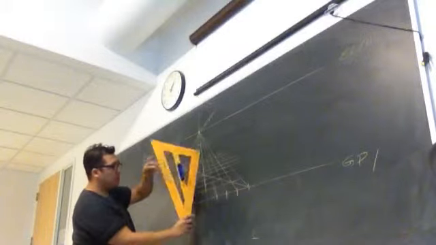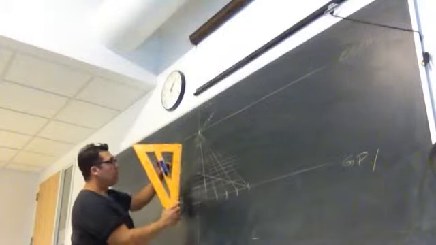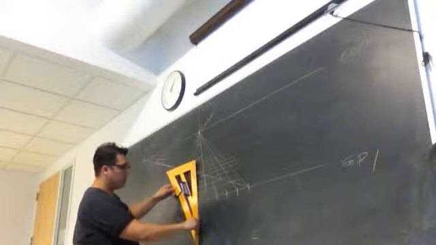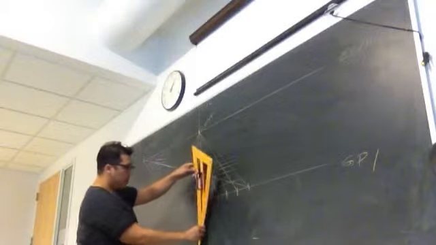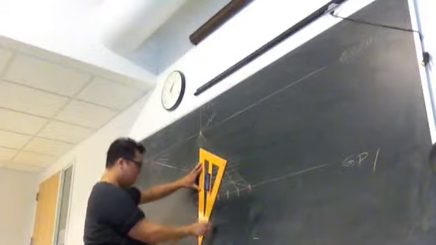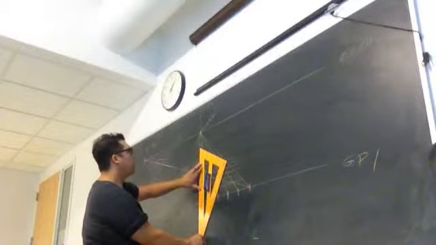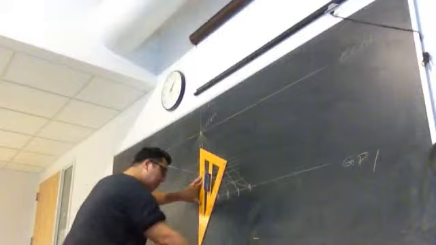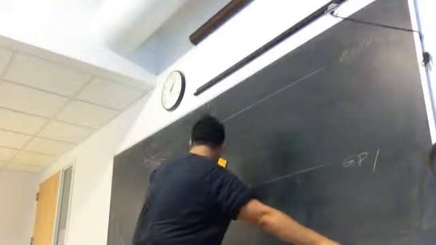I can do it this way too, if I wanted to, or I can do the left side. I'm going to do it on the right side just to keep this side a little clean for you guys. Alright, so I'm going to measure 30 degrees from the stationary point. I'm going to do this in blue.